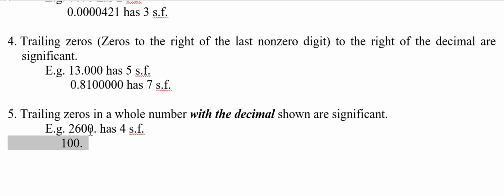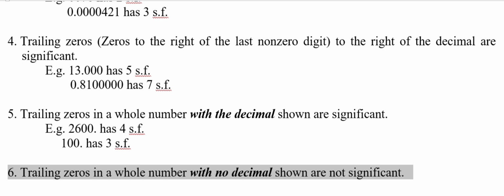Similarly, this one, this 100, has a decimal point, and that means these zeros are significant. So we shall have 1, 2, 3 significant figures. The sixth rule is that trailing zeros in a whole number with no decimal shown are not significant.